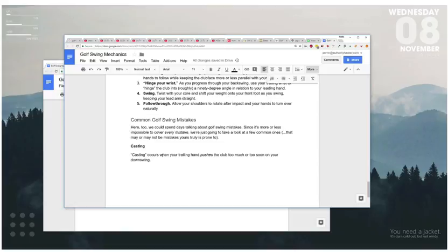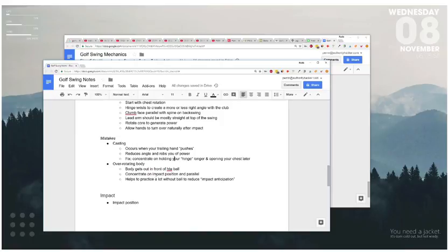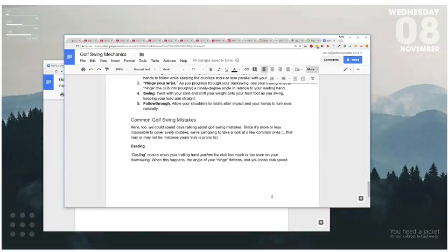When this happens, the angle of your hinge flattens and you lose club speed, which can significantly shorten your shots, especially drives.